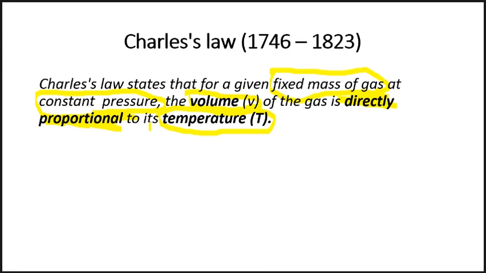So based on this definition, we can then conclude that mathematically V, which is the volume, is proportional to T. If I remove this proportionality sign, it becomes K. So I'm going to be having V equals KT. If I make the constant K the subject of the formula, then I will be getting what I have right here. So it will be V all over T equals K, which is the constant.